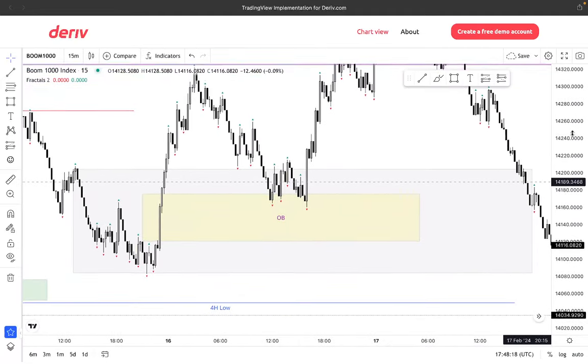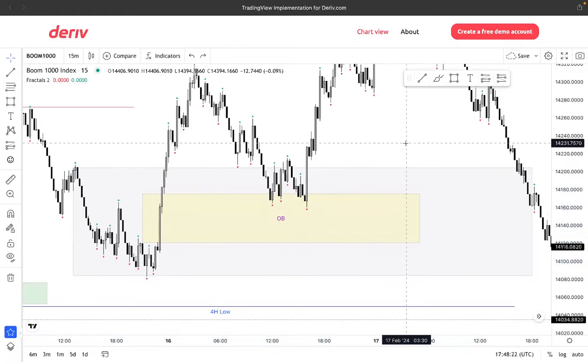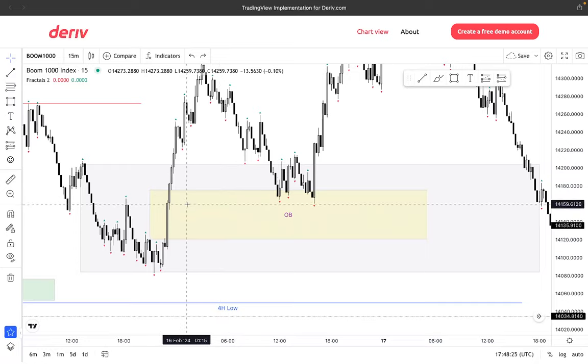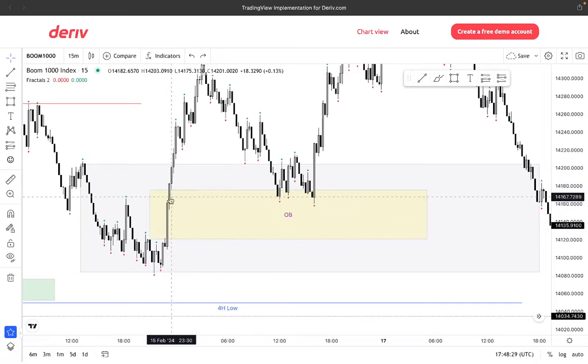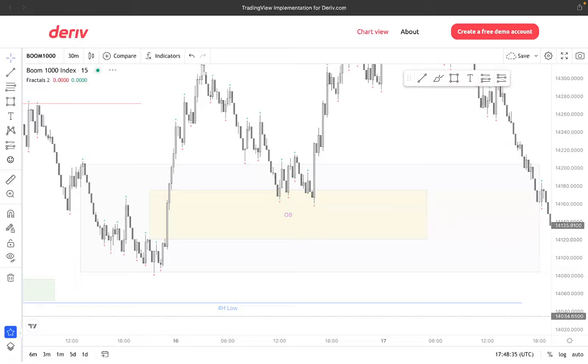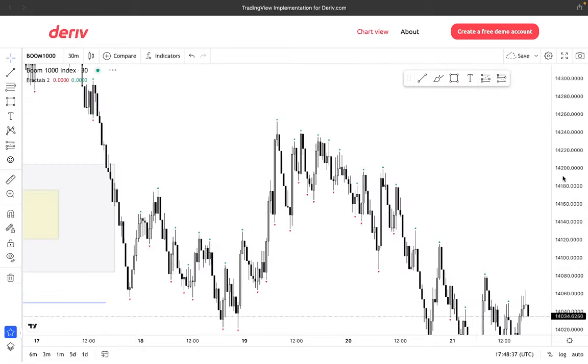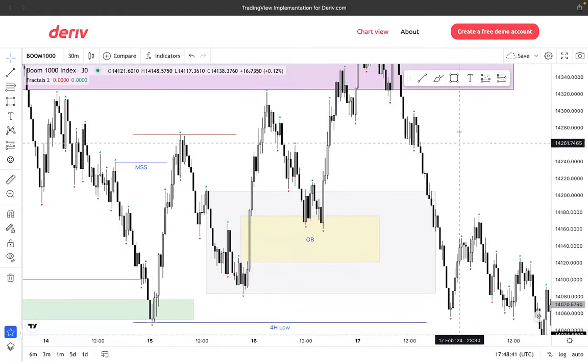Quickly have a look. No, you can, but there's fair value gap, fair value gap, fair value gap, fair value gap. It's going to be too confusing. So I'm seeing the entry on the 30 minute. So if I'm seeing it on the 30 minute, I don't have to go to lower time frames.